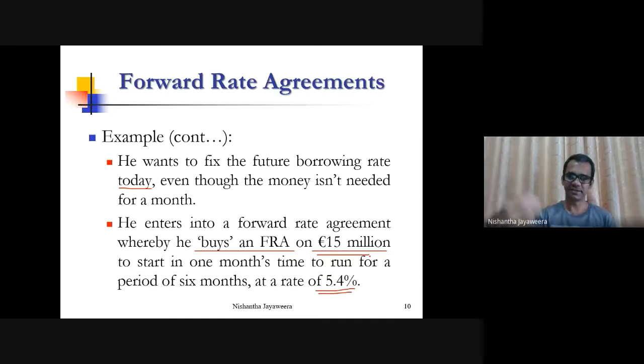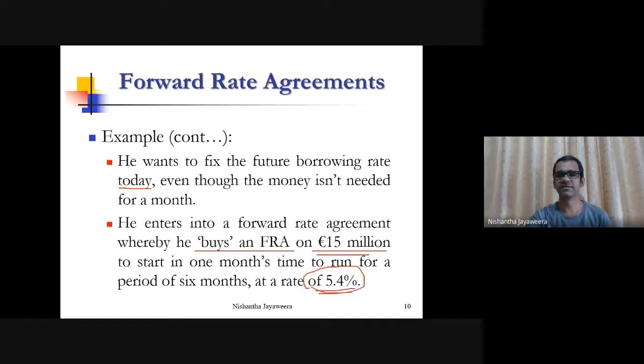He will receive interest on 15 million based on the 6-month interest rate prevailing after 1 month's time. If that market rate is higher than this fixed rate, the treasurer will get that cash flow. If it is lower than that, the treasurer has to pay that. The advantage is he knows what the interest rate is.